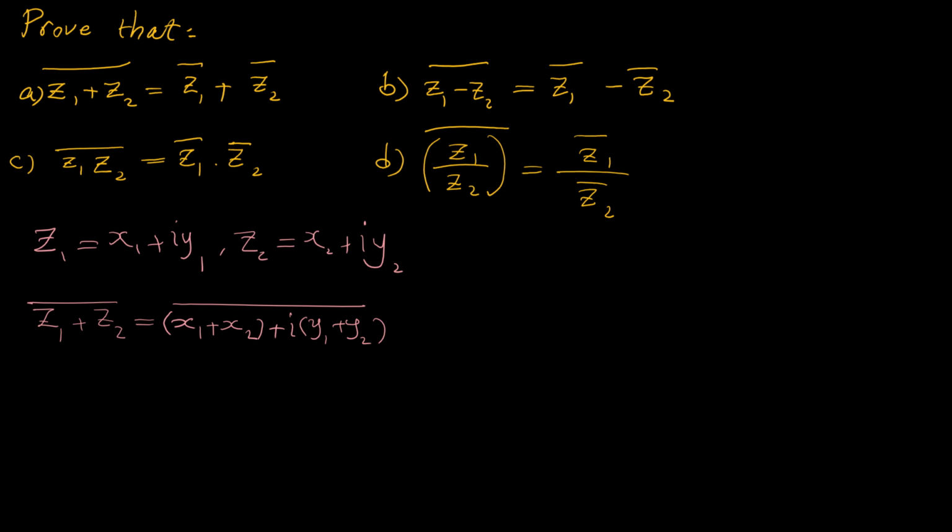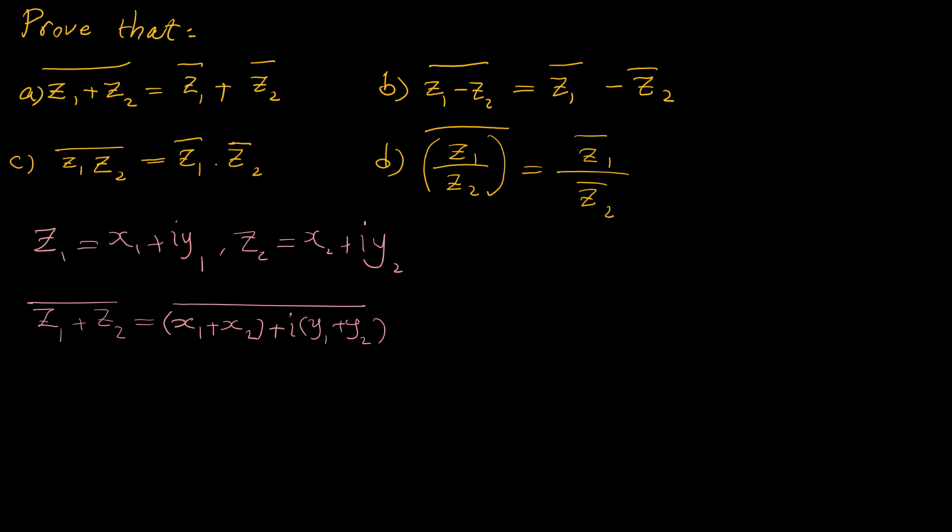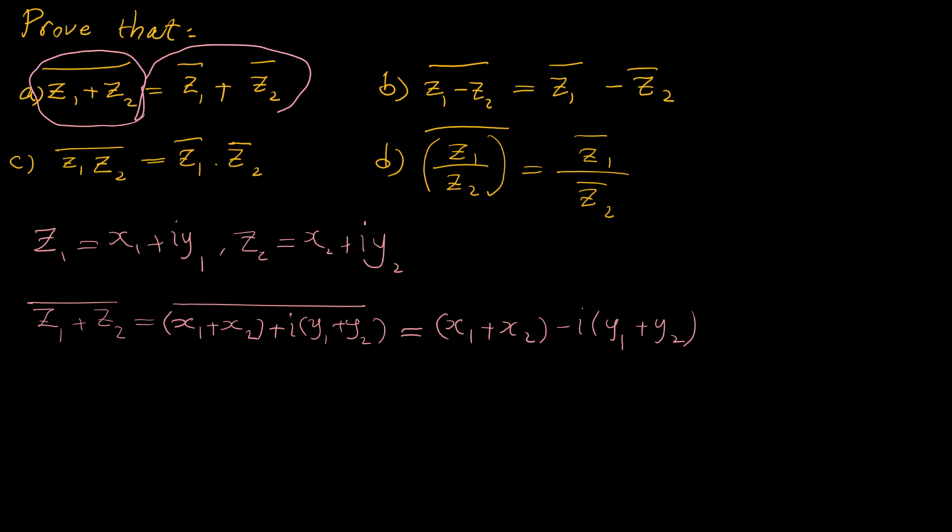Now, we have to calculate the conjugate of this complex number here. We know that conjugate of a complex number is another complex number that the difference between these two is the sign here. Because here is plus, the conjugate of this complex number is the same complex number but with a minus. So it equals x1 plus x2 minus i times y1 plus y2. So this is the value of the left side of this identity.